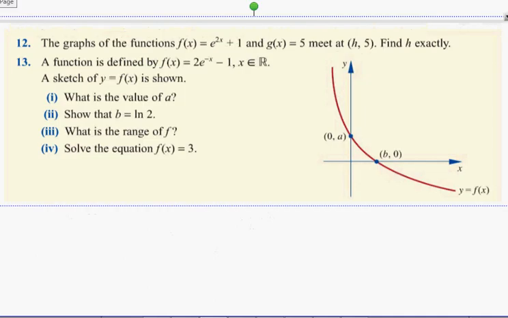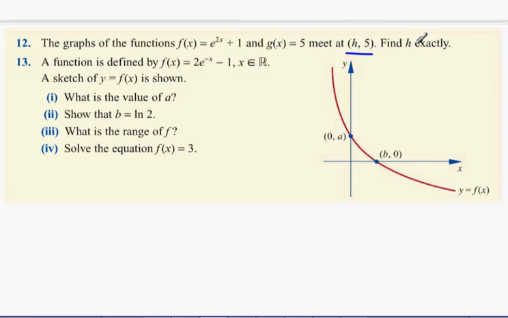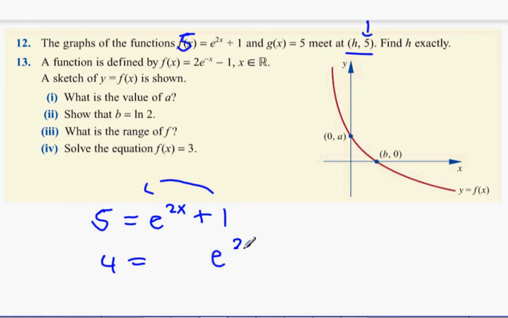Alright guys, number 12. The graphs of the functions f of x equals e to the 2x plus 1 and g of x equals 5 meet at h, 5. Find h exactly. Is h, 5 the input or the output? It's the output. And what's the output? f of x. 5 equals e to the 2x plus 1. Bring the 1 over to your side. 4 equals e to the 2x.